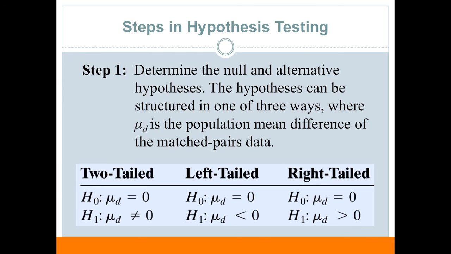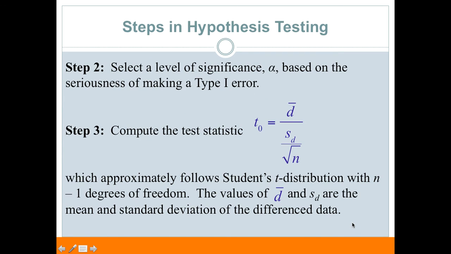Our two-tailed, our left-tailed, and our right-tailed tests test that it's something other than 0. So if we're not sure which direction, we would say not equal to. If we think that it's less than 0, we would do a left-tailed test. Greater than 0, we would do a right-tailed test.